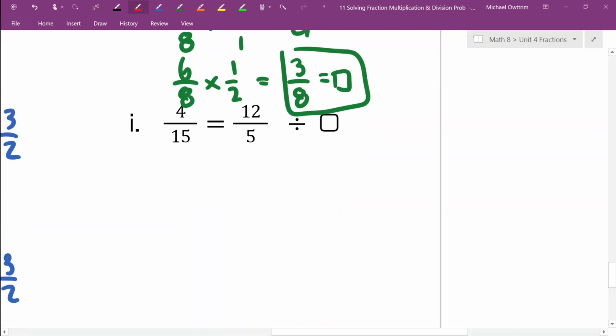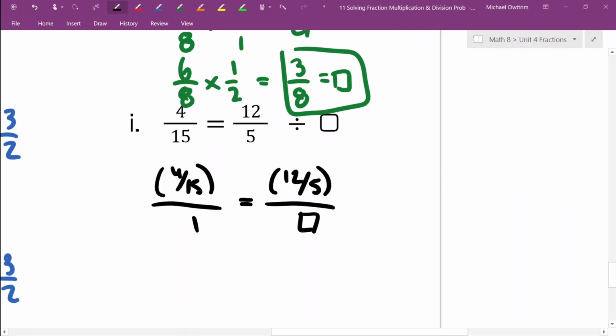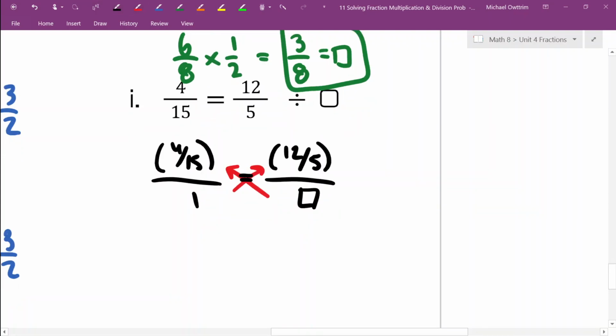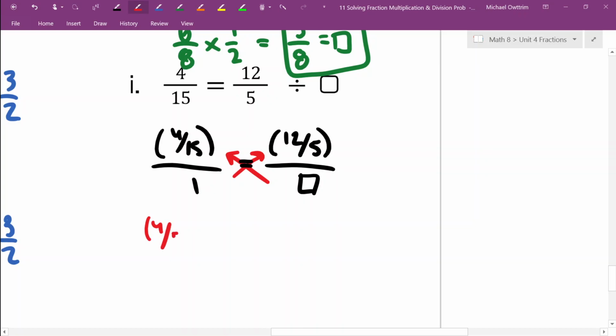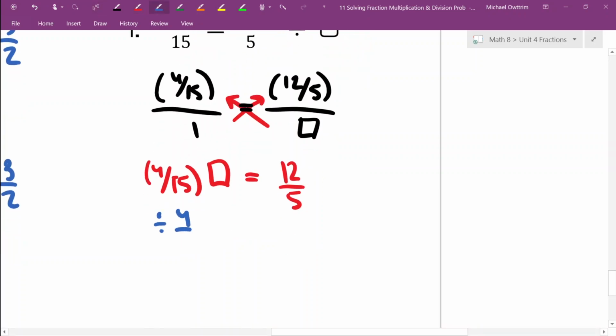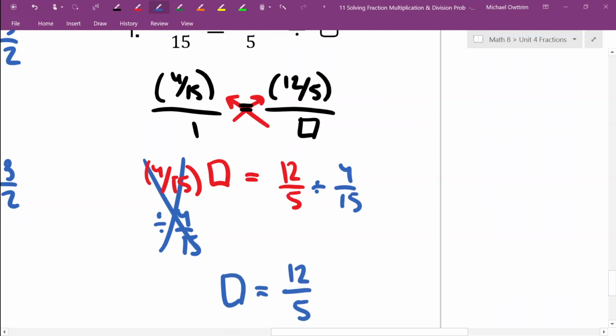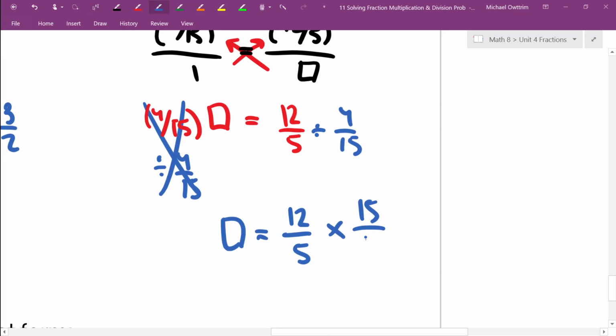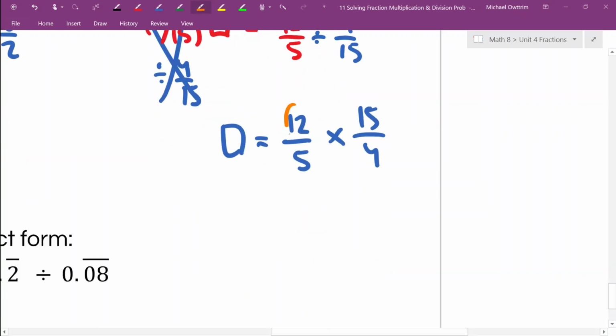Similar thing going on in question I. So what we really have in question I is 4/15 over 1 is equal to 12 over 5 over box. We're going to cross multiply to solve that out. So we're going to get 4/15 times our box is equal to 12/5 times 1. And then we'll have to divide both sides by 4/15 to get our box. And so we'll get our box is 12 over 5 multiplying by the reciprocal, 15 over 4. We're going to do some simplification here.